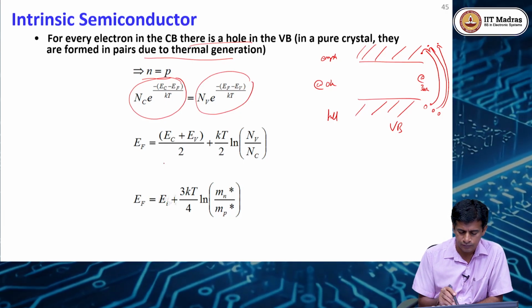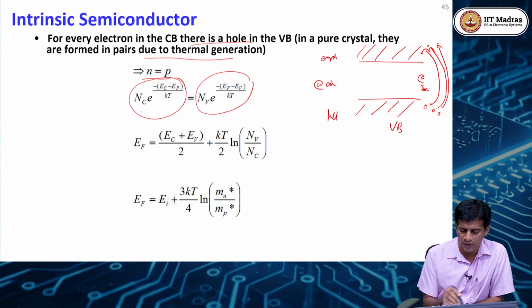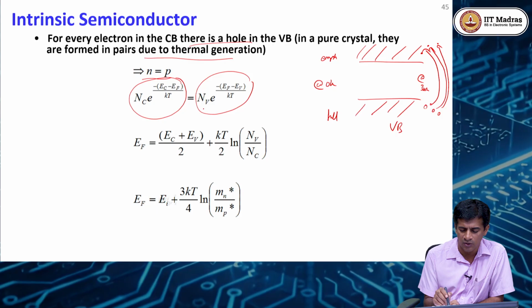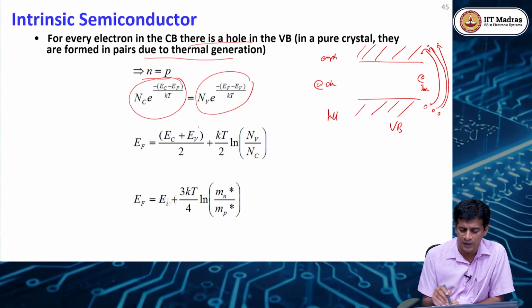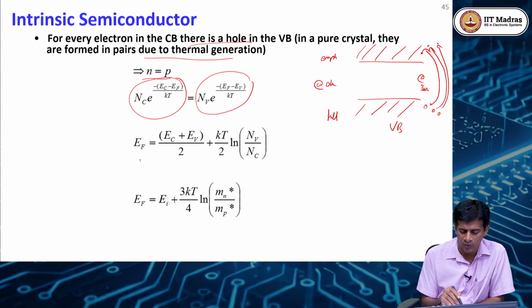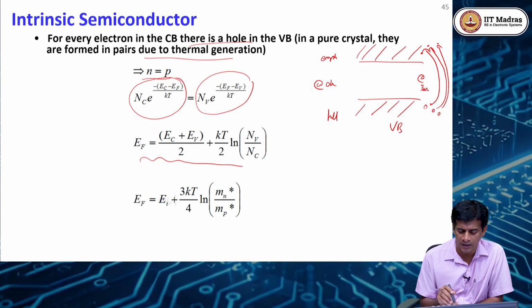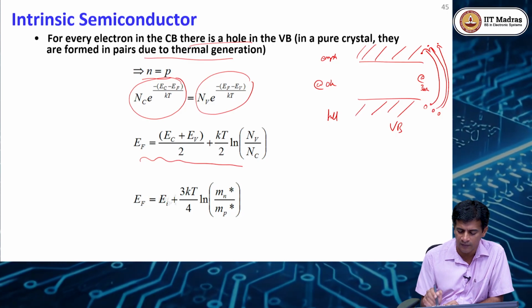If you do this, you rearrange these terms. Essentially, you move NC and NV to the other side, then you take the log of that, and you can derive the expression for the Fermi level. The Fermi level is nothing but EC plus EV by 2 plus kT by 2 ln of NV by NC.